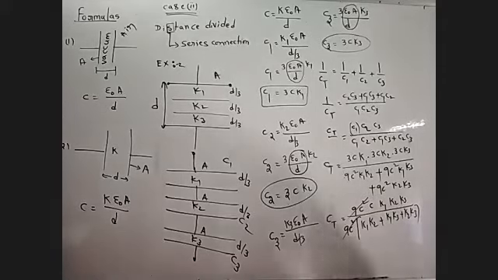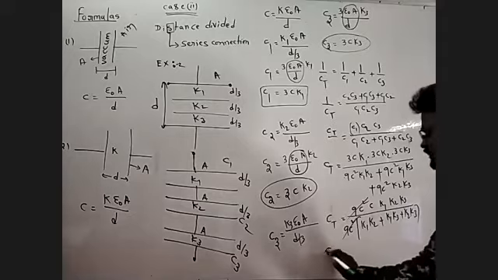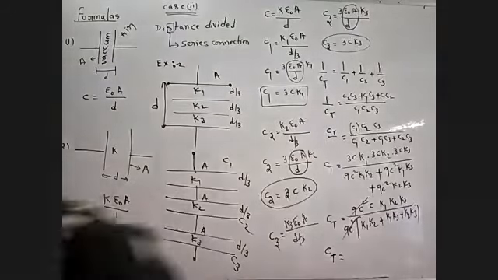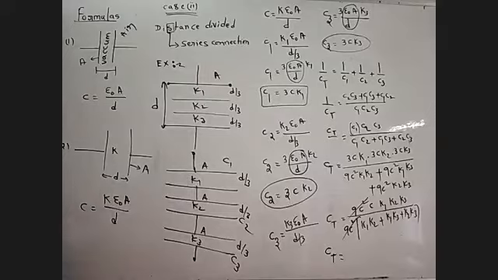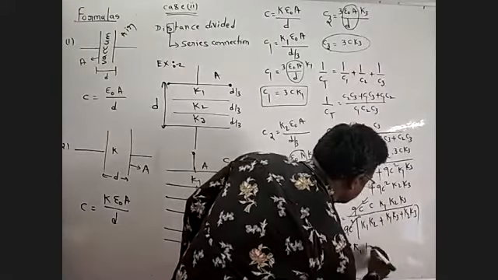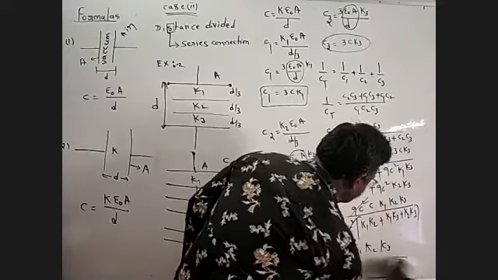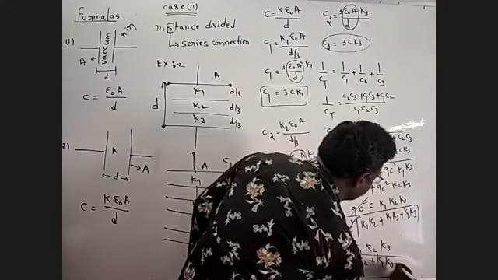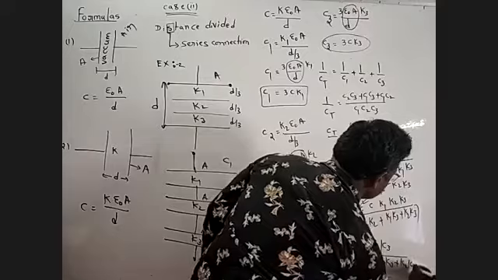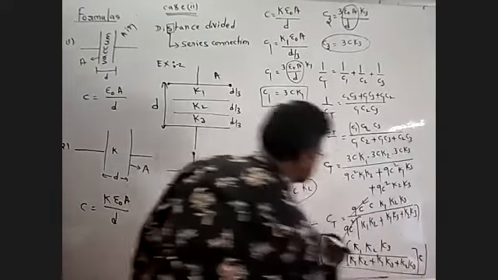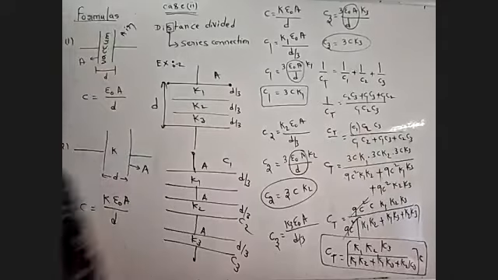9C square cancel each other. C total is equal to 9C square cancel, K1 K2 K3 by K1 K2 plus K1 K3 plus K2 K3 into capacitance value C. This is the C total value.